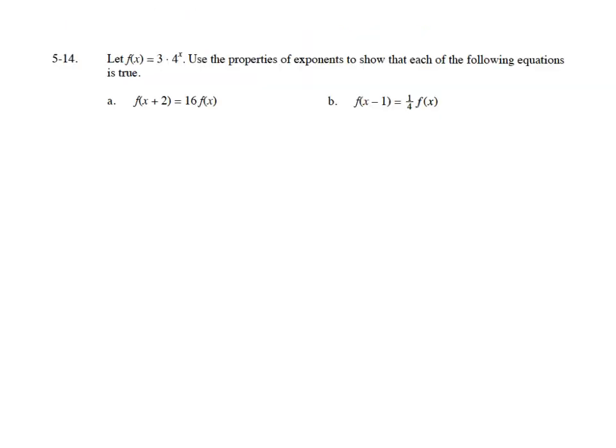So let's take these properties that we had on the last couple slides and apply these. It says for us to let f of x equal 3 times 4 to the x. Use properties of exponents to show that each of the following equations is true. I'm going to do B, and then you can pause this. You can do part A, and then check your work.